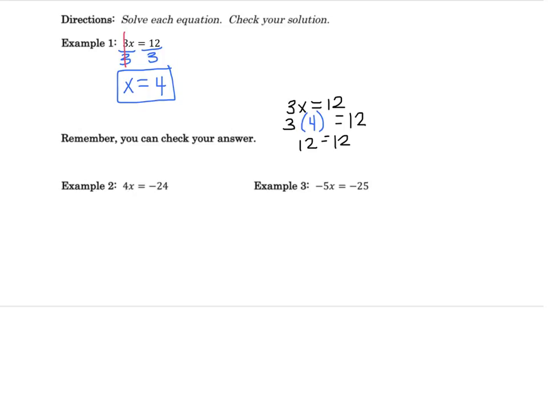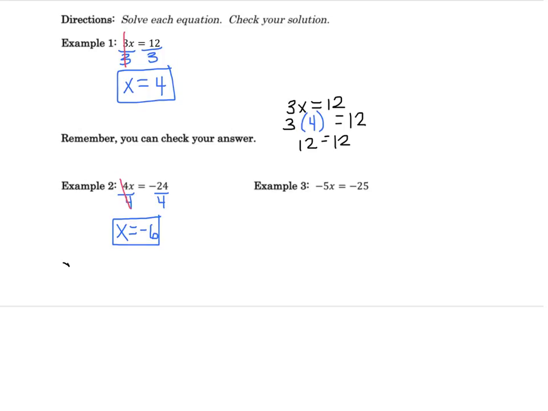Example 2. 4x equals negative 24. So let's identify our operation. 4x means we're multiplying. So we're going to undo it by dividing. So we divide both sides by 4. 4x divided by 4, the 4's cancel because 4 divided by 4 is 1. Bring down your x and your equal sign. And then negative 24 divided by 4. Negative divided by positive is a negative. And 24 divided by 4 is 6. So our answer is negative 6.